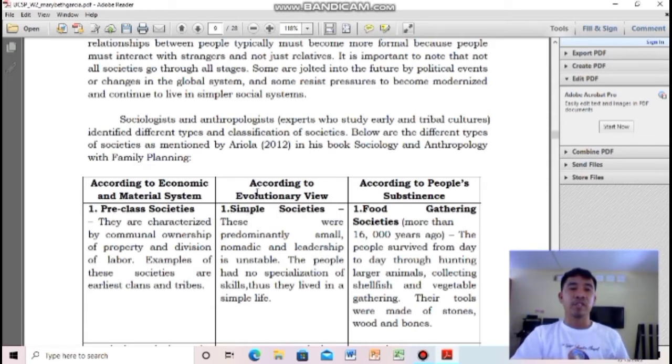According naman sa evolutionary view, we have this simple society. These were predominantly small, nomadic, and leadership is unstable. The people had no specialization of skills, thus they live a simple life.